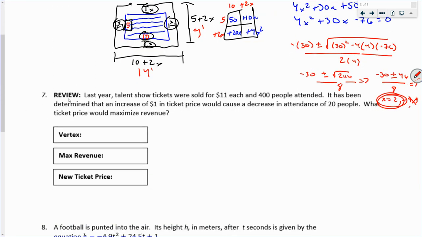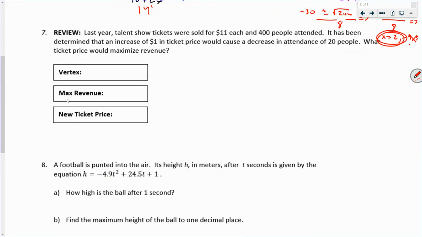A couple more. A review of a revenue problem. I thought this was going to be a gimme, but it wasn't for a lot of you. Price is $11, but we're thinking about increasing it in $1 increments. We don't know how many, so we throw an x there. We did sell to 400 people, but we lose 20 people every time we increase the price. We don't know how many times that's going to happen. Multiply it out, we get negative 20x squared.